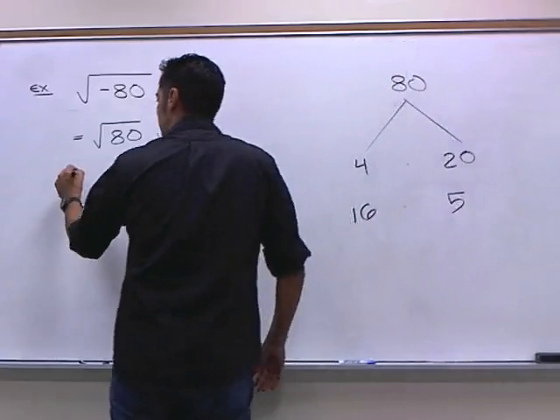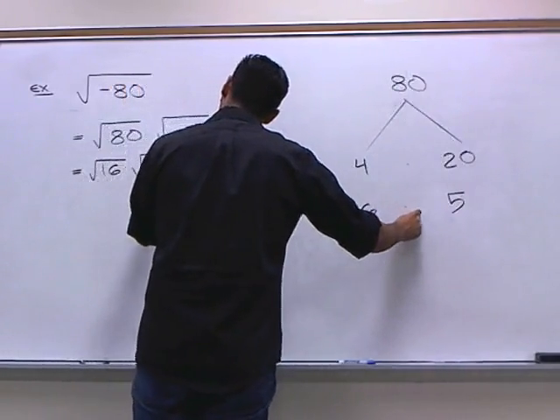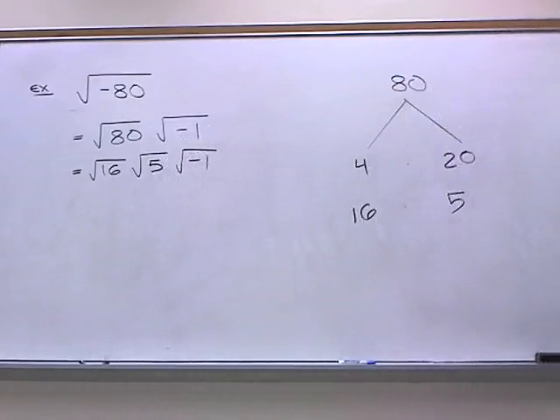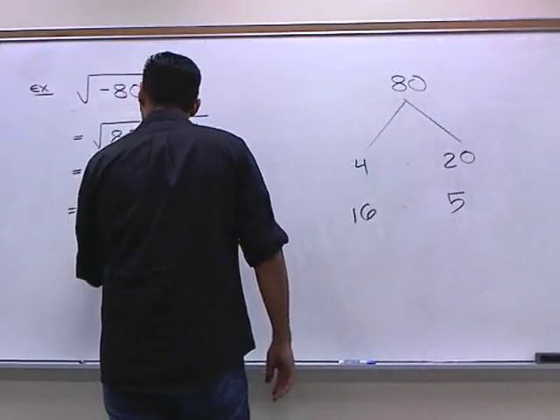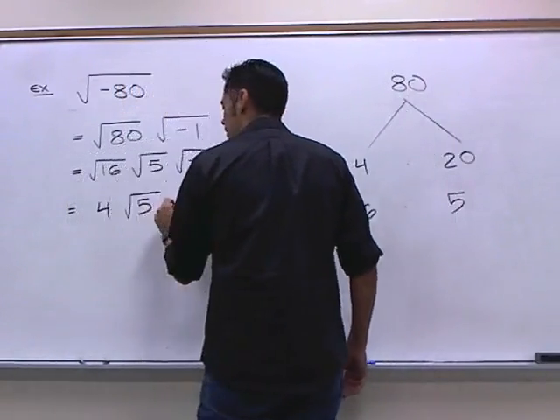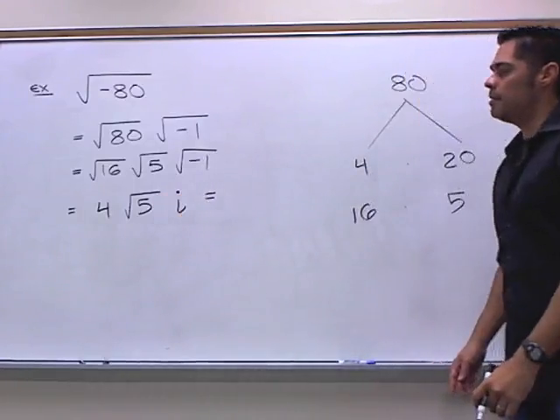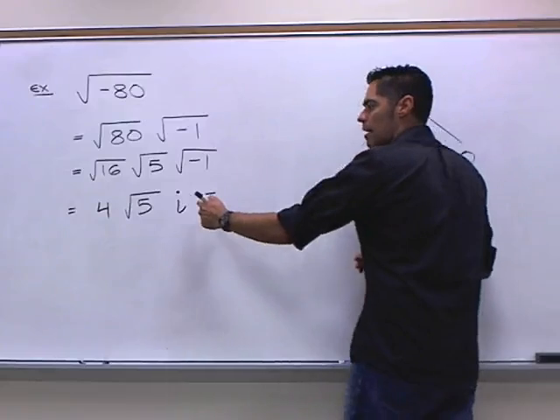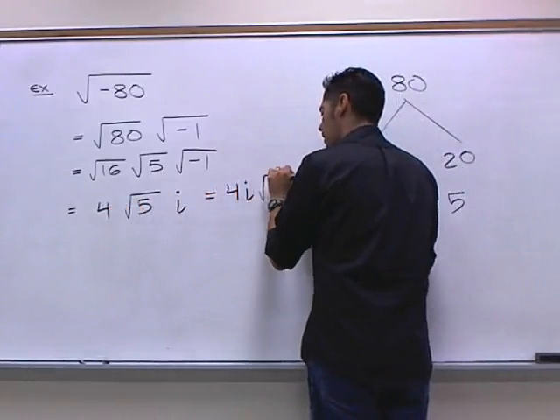So now we get our square root 16, square root 5, square root -1. Square root of 16 is what? 4. Square root of 5, I don't know. And the square root of -1 is I. Now, that's correct, but here's the way we'll write this. We'll put everything out in front of the square root of 5. And you always put the letter I behind the number. So it'll be 4I root 5.